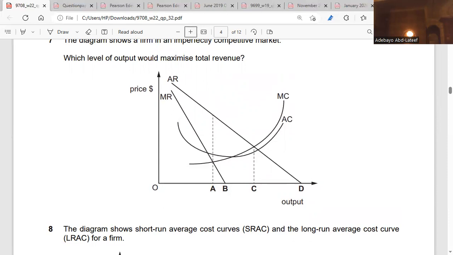It's increasing to here at B. And look at your marginal cost. This is your marginal cost. Do you get it or not? So that's the point there. It's at point B. That's when you can maximize your total revenue.